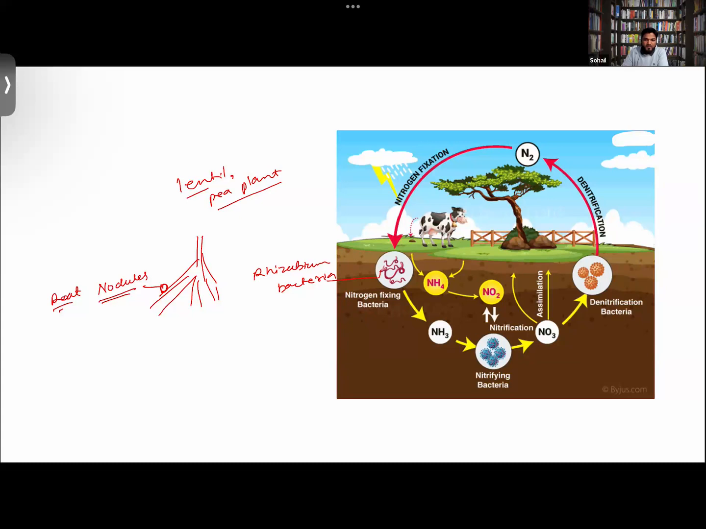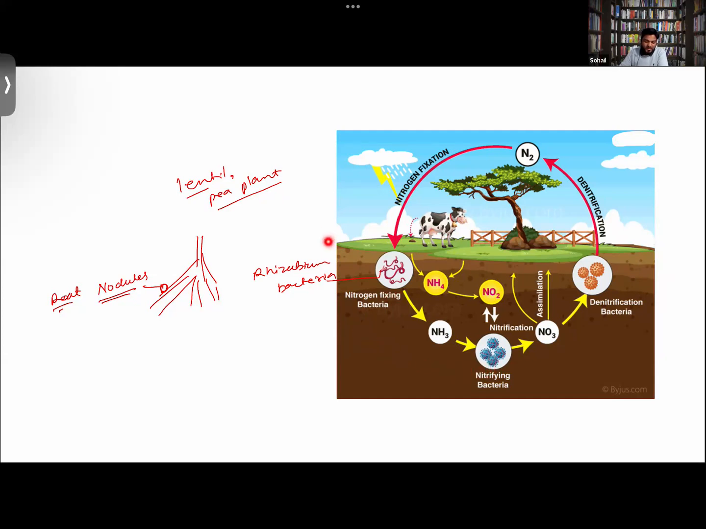Further, we get to see that this rhizobium bacteria will convert the atmospheric nitrogen into ammonia, right? And that will be taken up by the plant, right? That is the main thing over here.